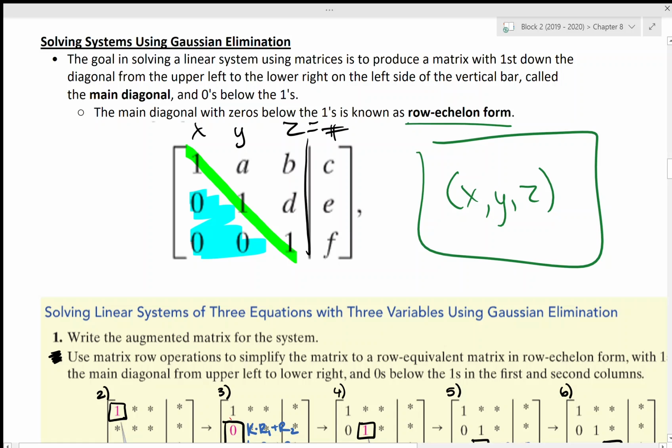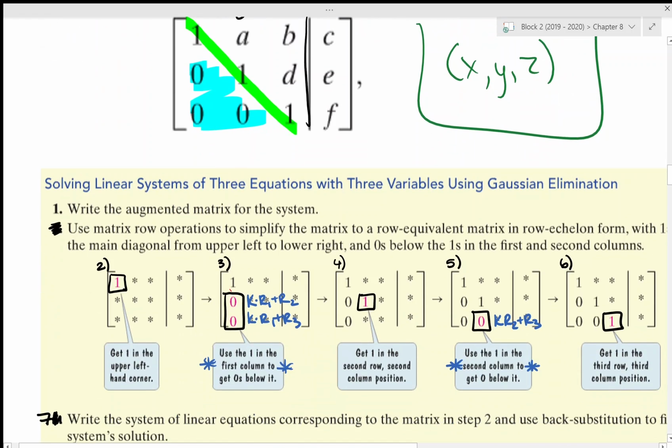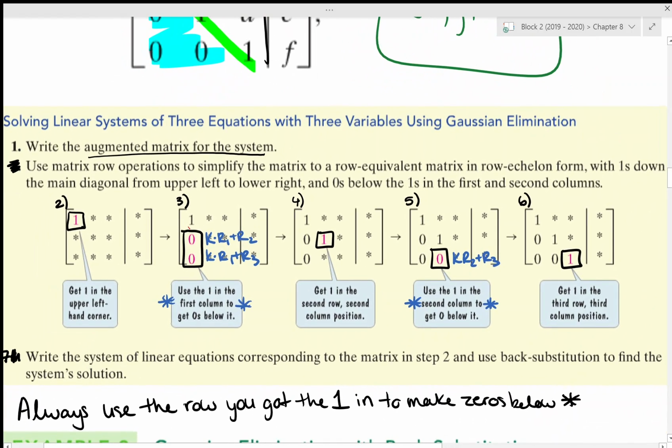So first thing I'm going to do is write my augmented matrix for the system. Okay, so take the system, get rid of the letters, and just write it as a matrix. Next, all this craziness right here is how we're going to take that matrix and manipulate it with those 3 operations in order to get it into row echelon form. So remember, start column by column. Start in the top left corner and work your way across.